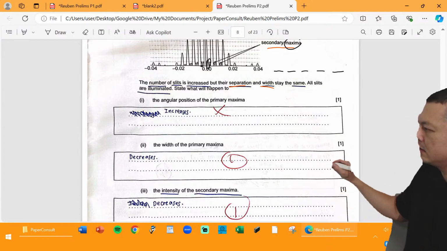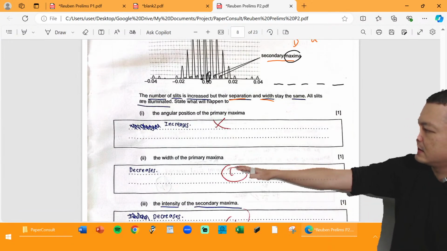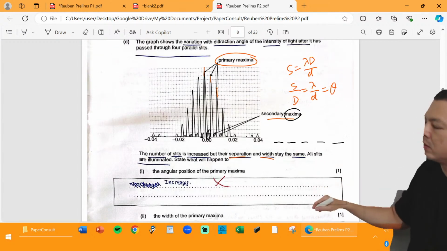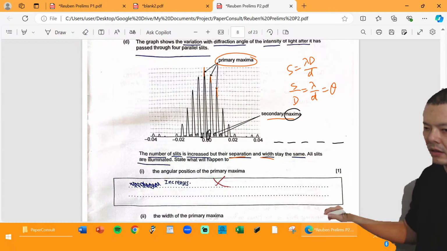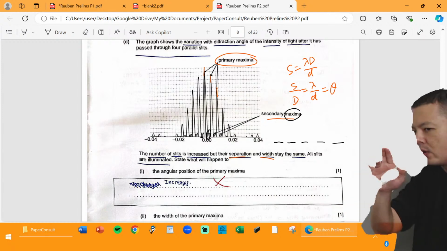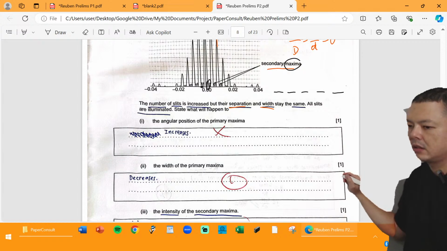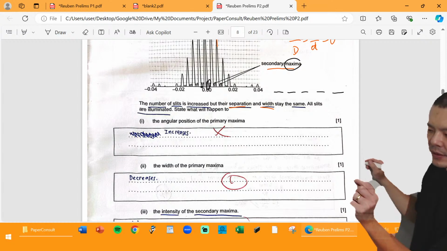Also, when you add on more slits, does it mean there's more peaks? No. They just become brighter and narrower, because the dark fringes become wider.